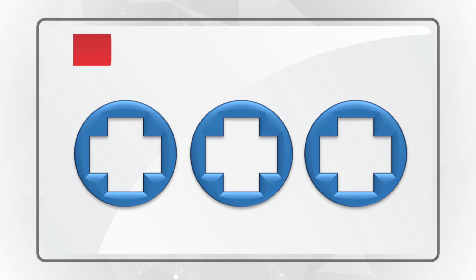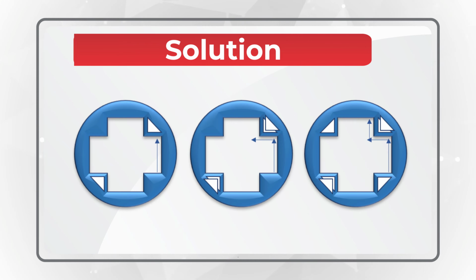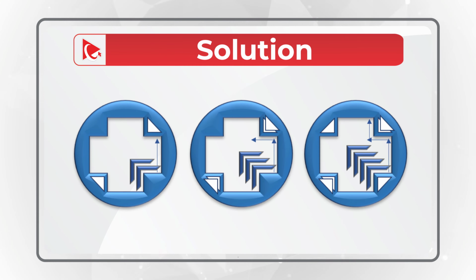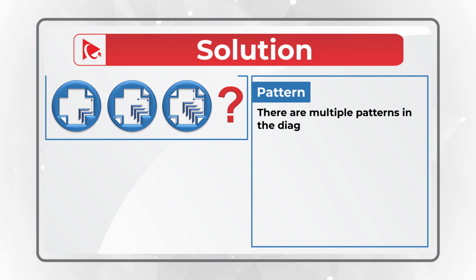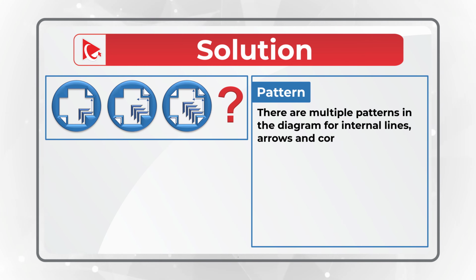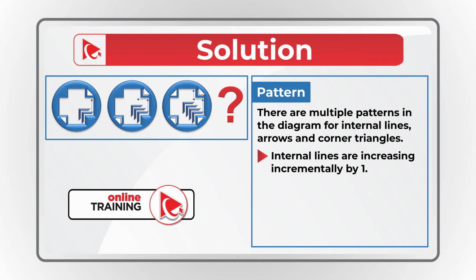Remember I mentioned variety of different objects, so let's look closely at what those objects are. We have internal lines, we have arrows, and we have corner triangles. And there are multiple patterns in this diagram for all of these objects, for internal lines, for arrows, and for corner triangles. For example, internal lines are increasing incrementally by 1.